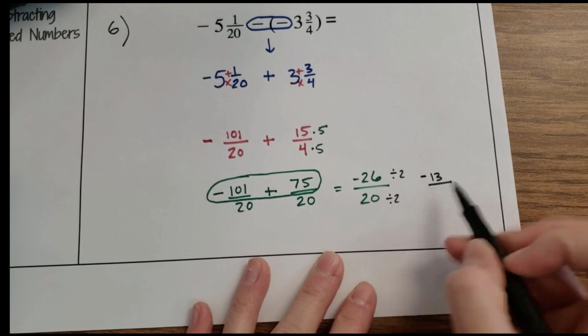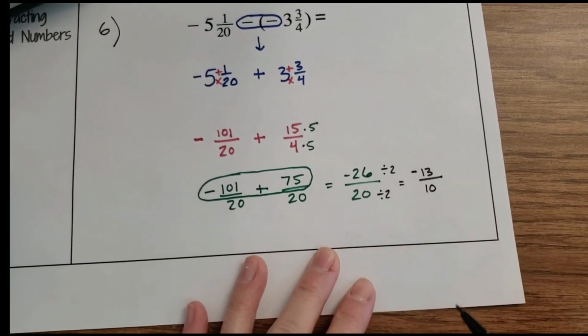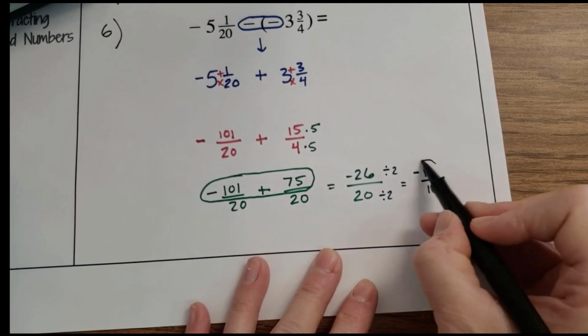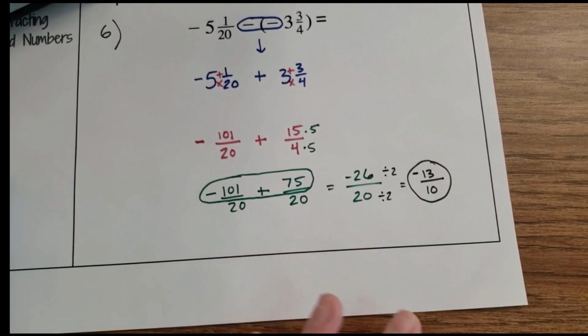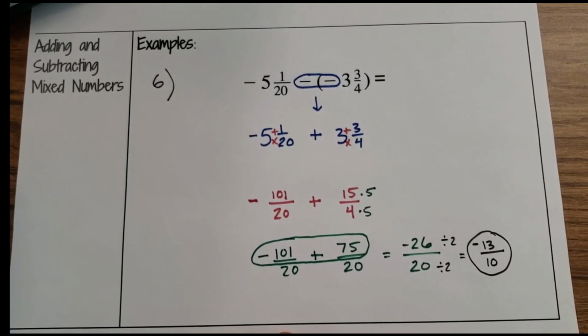And 20 divided by 2 is 10. Now take a look and see what you have. 13 and 10, it looks like we can't simplify anymore. There we have our answer. We can leave it improper. That's perfectly fine. All right, there are 6 examples.